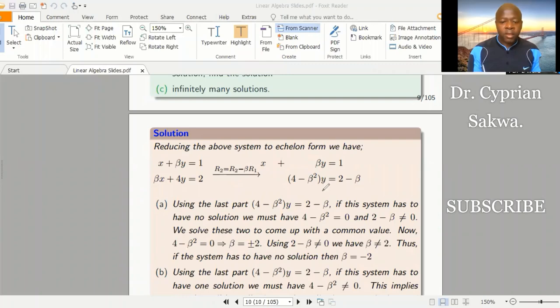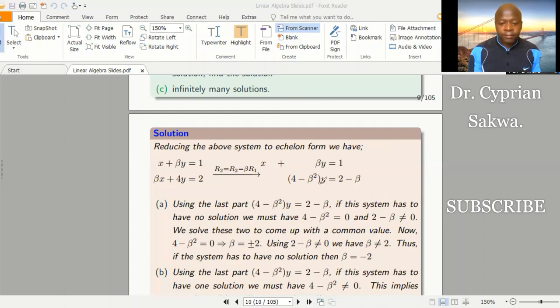To find the value of y here, we would have y equals 2 minus beta over 4 minus beta square. Of course, we know that this is 2 minus beta out of... No, it's not true. This is beta. 4 minus beta times 4 plus beta. So this cancels, and y becomes 1 out of, what is this? This is supposed to be 2.